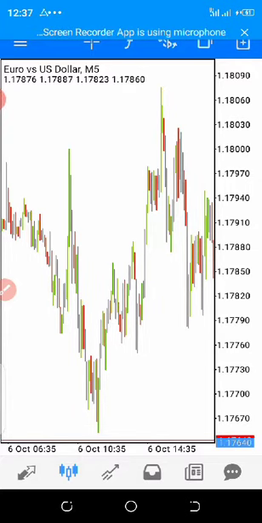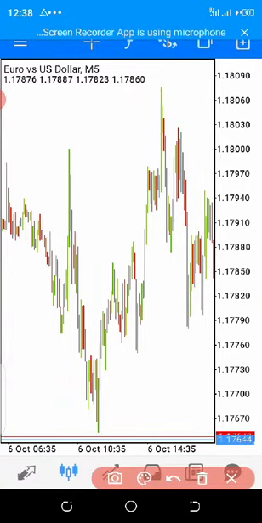In this lesson I will be teaching you how to use indicators on your smartphone. On MetaTrader 4, there are so many indicators. I'll be showing you how to use the RSI and moving average indicators on your MetaTrader 4 to execute trades. The first thing you have to do is click the F button, which is this one.